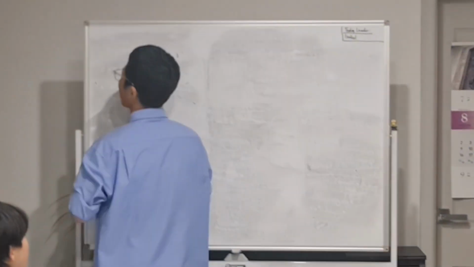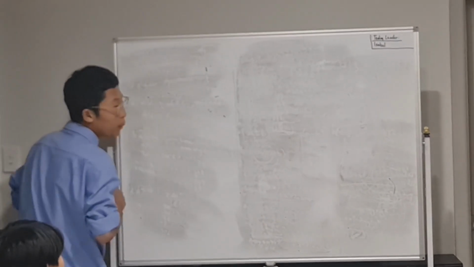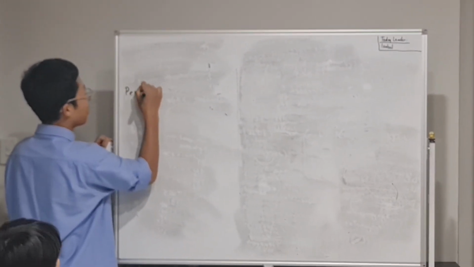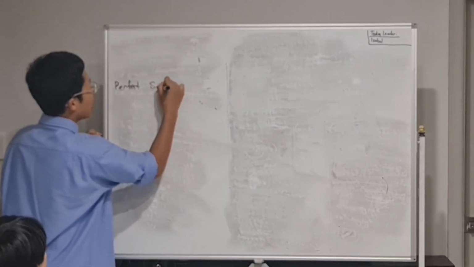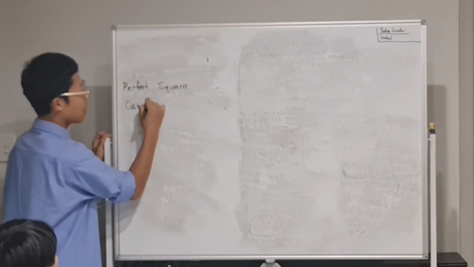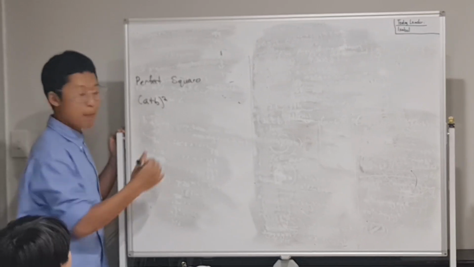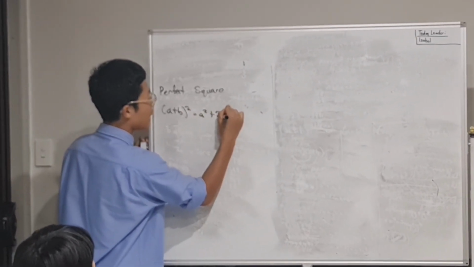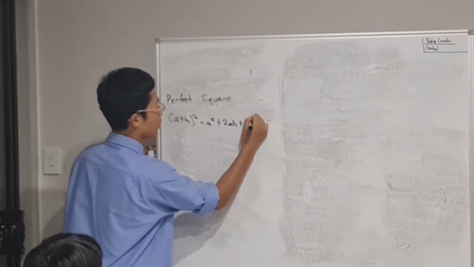So today we focused on algebra and perfect squares, okay? Perfect squares was an important topic we did today. The clear formula of perfect squares was (a plus b) squared. As you remember, the final answer was a squared plus 2ab plus b squared.